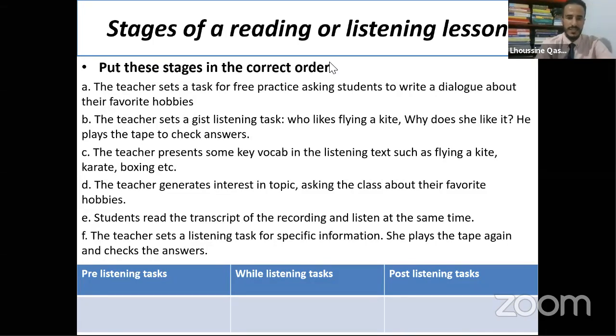So let's read here. C, the teacher presents some key vocab in the listening text, such as flying a kite, karate, boxing. And Miriam said, I think it's D: the teacher generates interest in the topic, asking the class about their favorite hobbies. Yeah, very confusing. Okay, now I would like to give you 4 minutes. Think about all of them. Yes, 4 minutes and we discuss. Take notes.